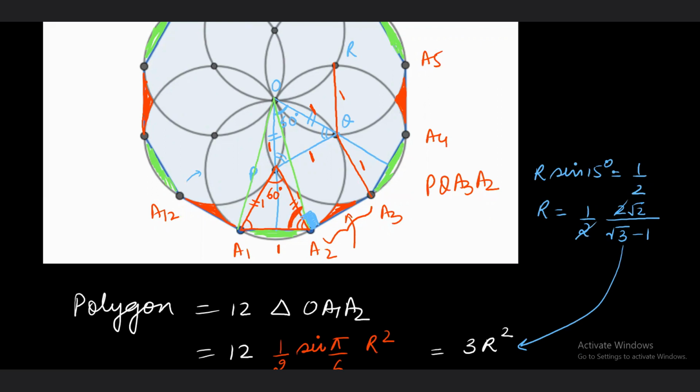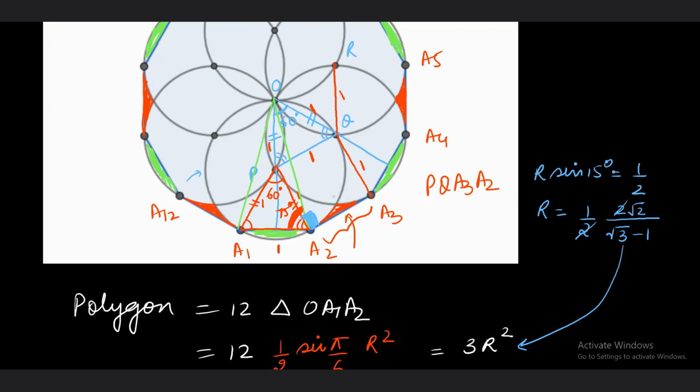Can you see the angle I am marking here? The angle of the triangle OA1A2, the base angle of the triangle, is 75 degrees. Why is it 75? Because obviously the vertex angle is 30 degrees. It's an isosceles triangle, so the sum of the base angles should be 150. Each angle will become 75.